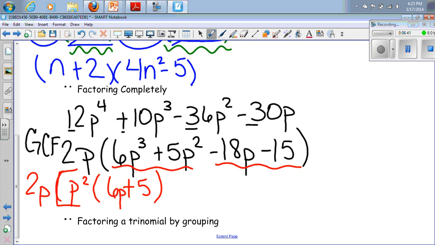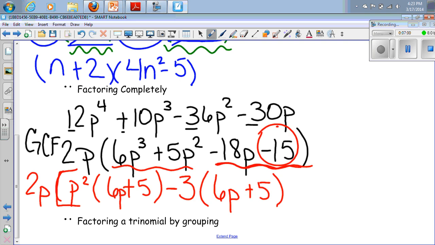Minus, what's my common factor over here? It's negative 3, which leaves me with 6p plus 5, because negative 15 divided by negative 3 is positive 5. Phew! I got the same thing.